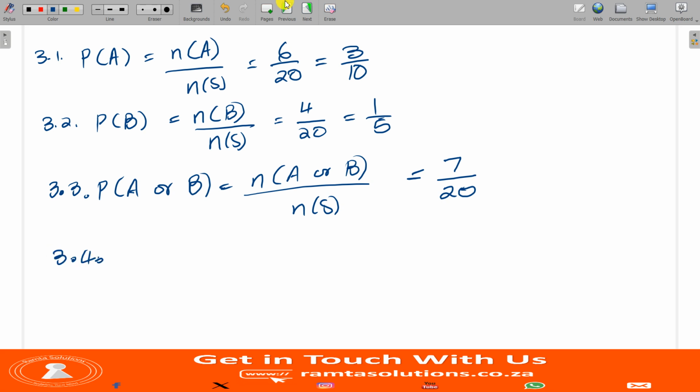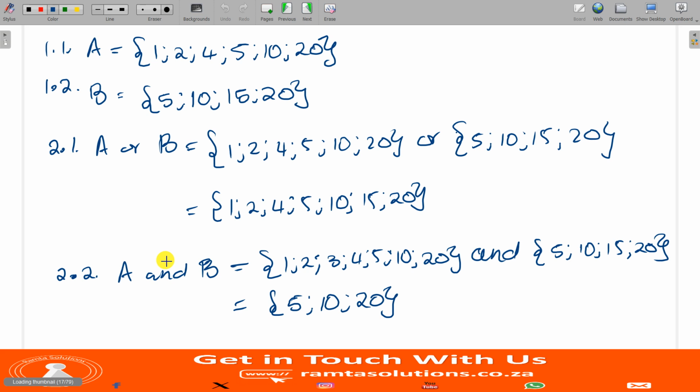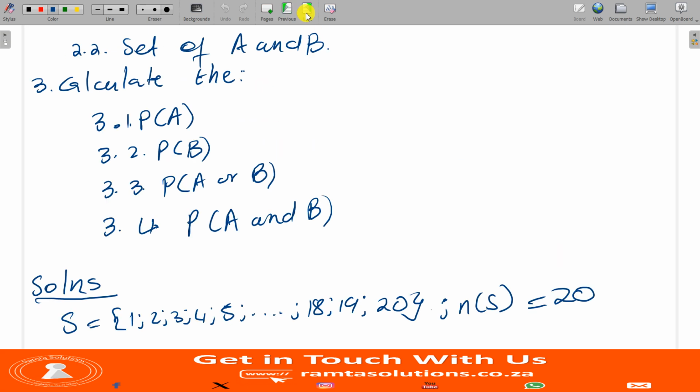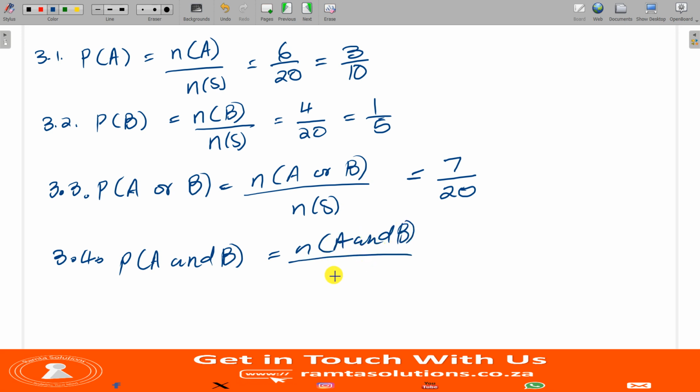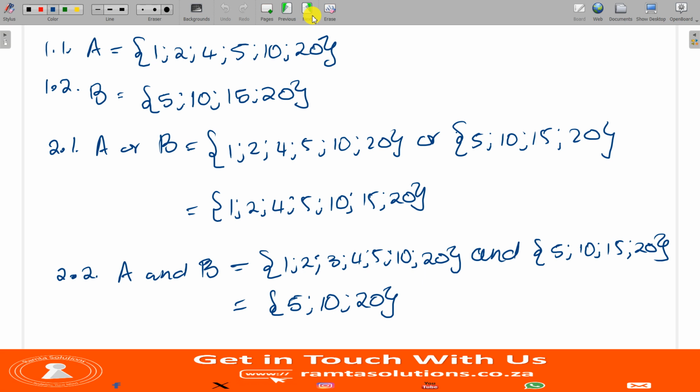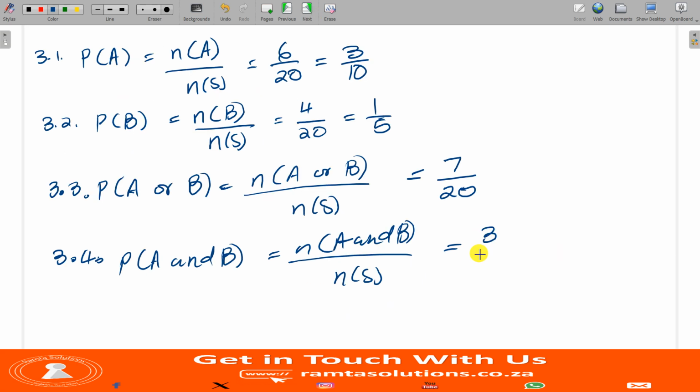3.4. What is the probability of A and B? Again, probability of A and B is the number of outcomes of A and B all over the sample space. What is this? Let's go check, 1, 2, 3. So it's 3 elements over 20. Then we are done.